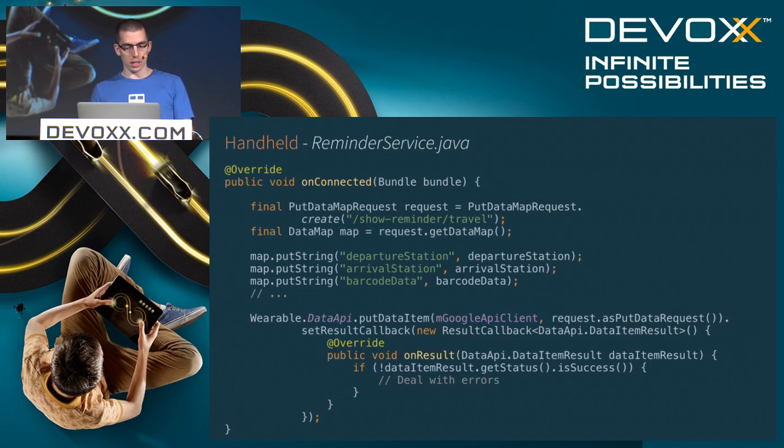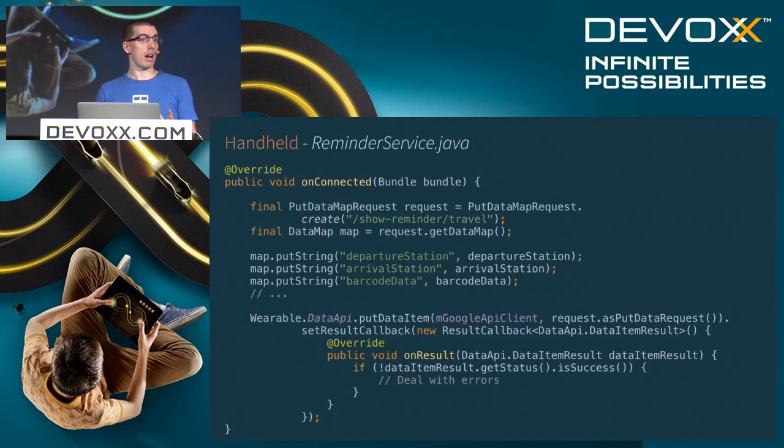So what you have to do here is first create a request, because you want to send some data map to the wearable. You create a request which requires a URI. The URI is a unique path to your data. Here I want to show a reminder, and the notification ID will be travel. Then I get the data map from this put data map request, and once I have a map, I can put data in it.